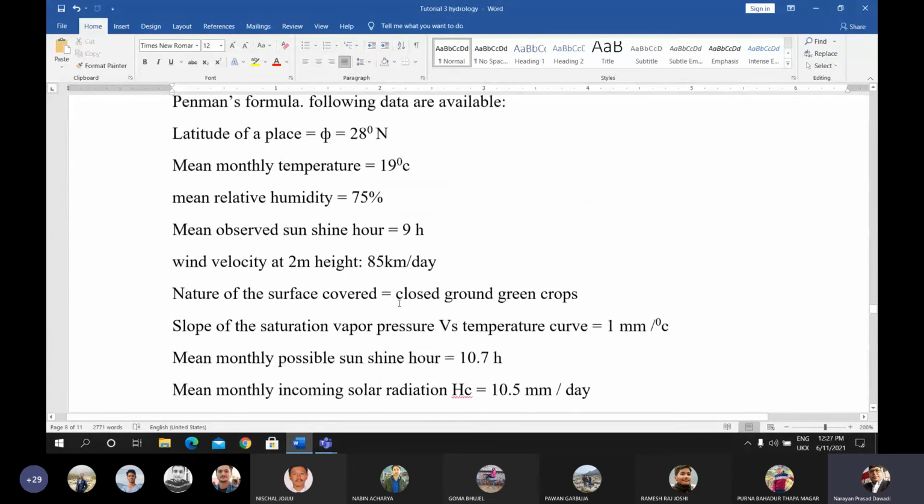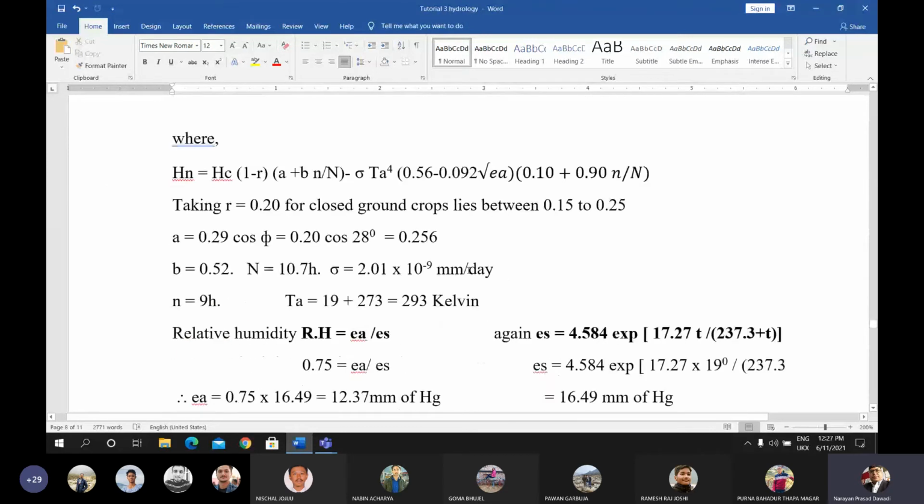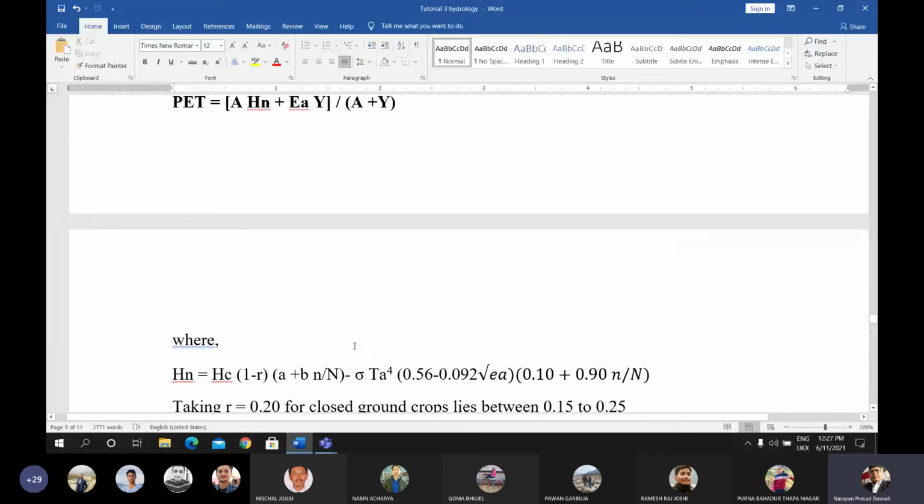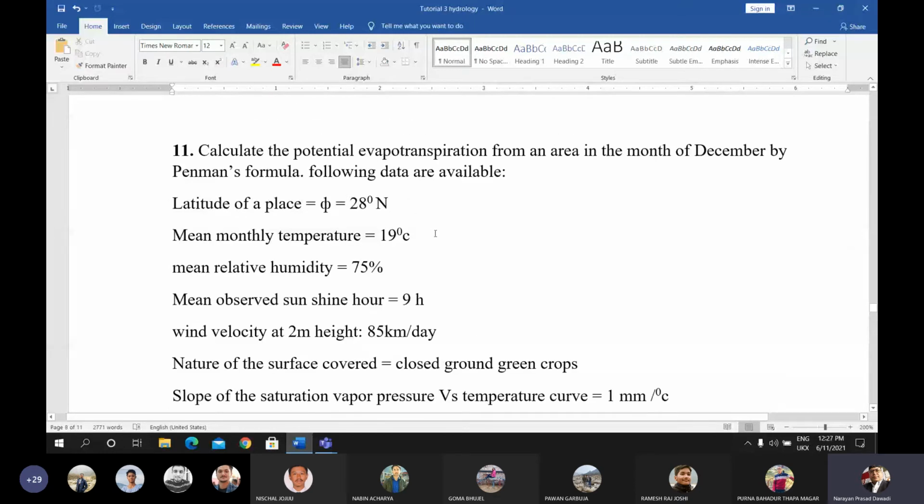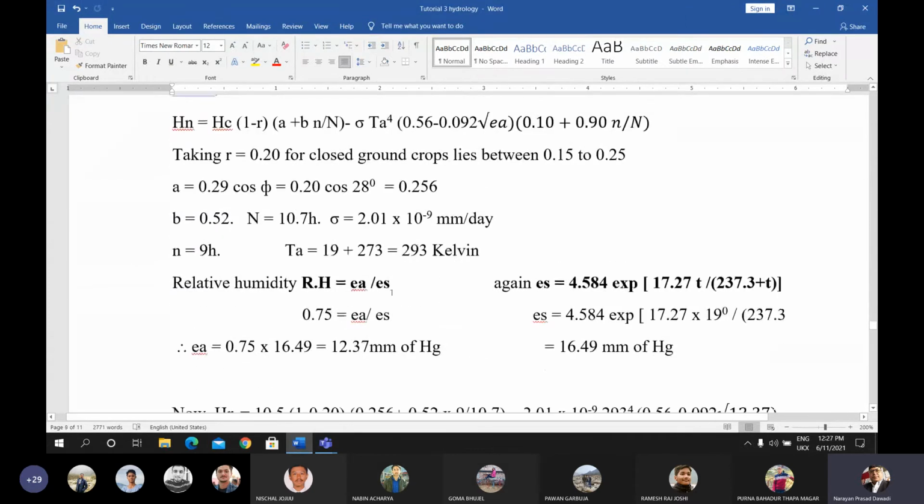Now TA is temperature in degree Kelvin. We have been given the temperature of 19 degrees Celsius here. This temperature has to be converted into degree Kelvin by adding 273 to 19. You will get the temperature in degree Kelvin as TA. The TA will be 19 degrees Celsius plus 273, so you will get 293 degree Kelvin. Okay, this is the TA.